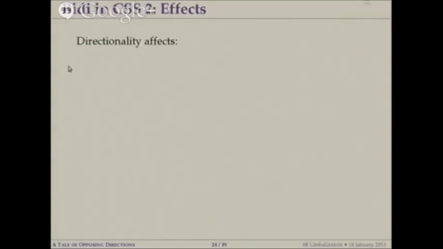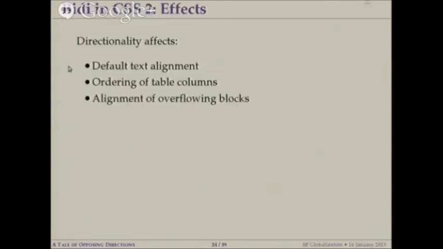CSS, there are some side effects of setting the directionality in CSS and basically in layout. Directionality affects the default text alignment. By default, left to right text is aligned to the left and right to left text is aligned to the right. It also affects the ordering of columns. So if you have a table, you're going to mark that up in logical order, and the layout engine will put the columns in the correct order based on the direction. It also controls the alignment of overflowing blocks. So if you have a really big image, it'll overflow to the right, except when you're in an RTL context, in which case it'll overflow to the left. And obviously it affects the ordering of text.